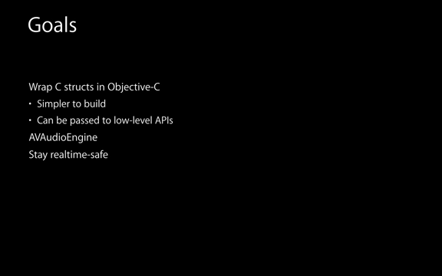And I should also mention an overriding goal here is for us to stay real-time safe, which isn't always easy with Objective-C. We can't access methods or properties on the audio rendering thread. So we've taken some great care to do that in our implementations. And as we go, I'll give you a couple of examples of places where you need to be aware of real-time issues when you're using these classes.